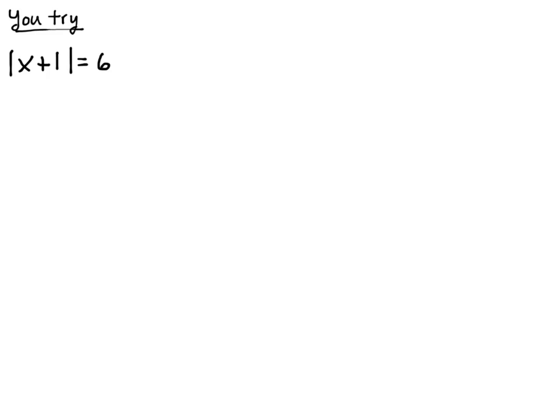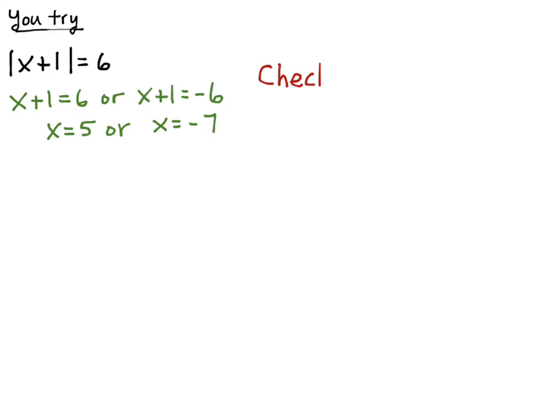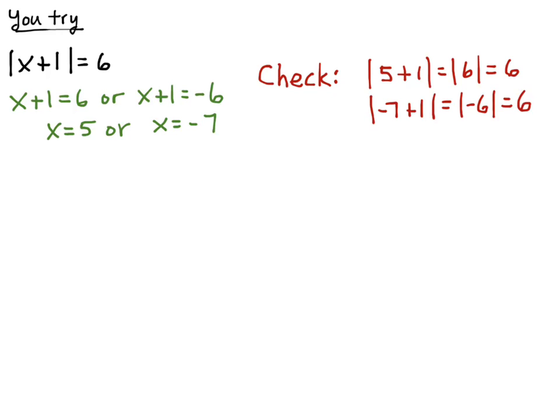Okay, so we have this. You probably can write that as fast as anything. So we have x plus 1 equals 6, or x plus 1 equals negative 6, x equals 5, or x equals negative 7. One of the things that you have to do with these is that you have to check them. Go back to the original equation and check them.